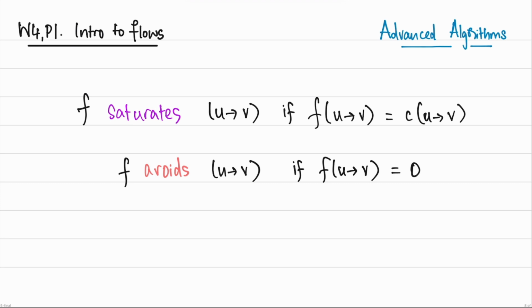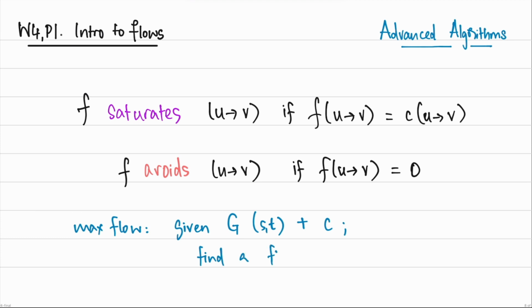And now we're ready to define the max flow problem, which is basically the question of finding a flow of the maximum value given a directed graph G with a capacity function. So given G with S, T and so on, plus a capacity function, find a flow of maximum value.